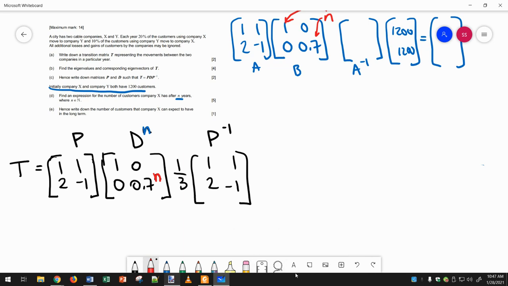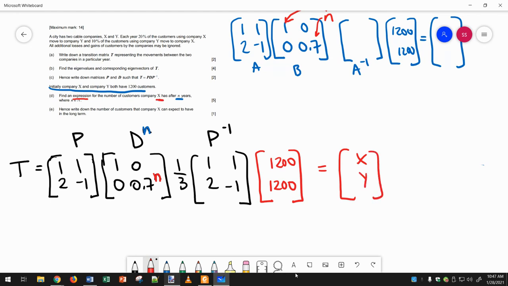So the next step we have to do is multiply all of these together. And really, the order does matter. We have to multiply by 1200, but we have to leave n in this and actually get an expression for X and for Y, because this is going to equal some expression for X and some for company Y. And it actually tells us we just need the one for company X.